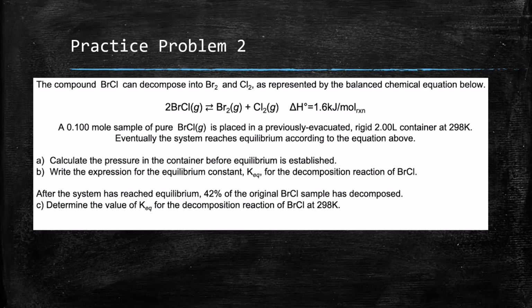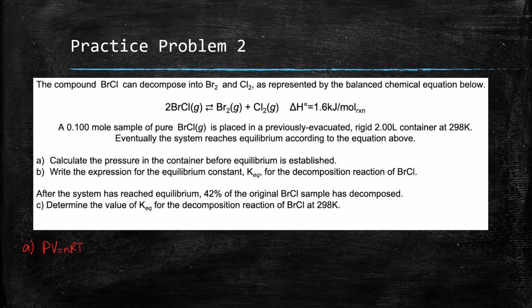So there's a lot to work through in this problem. This problem isn't super easy. Let's go ahead and take it step by step. So for part A, calculate the pressure in the container before the equilibrium is established. So right now, we're going to want to use PV equals nRT.